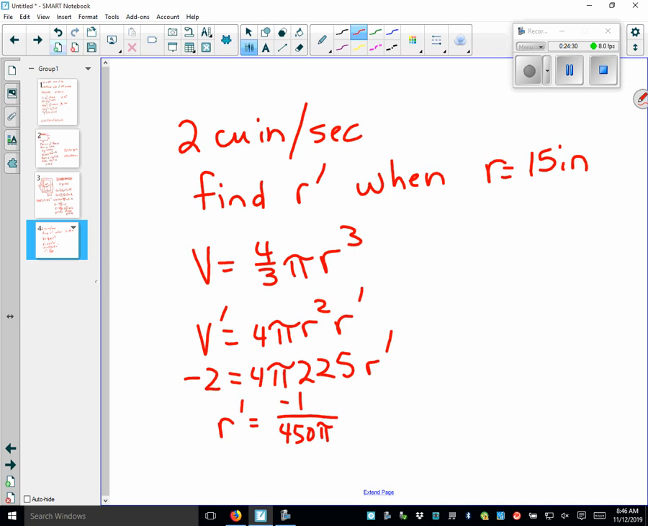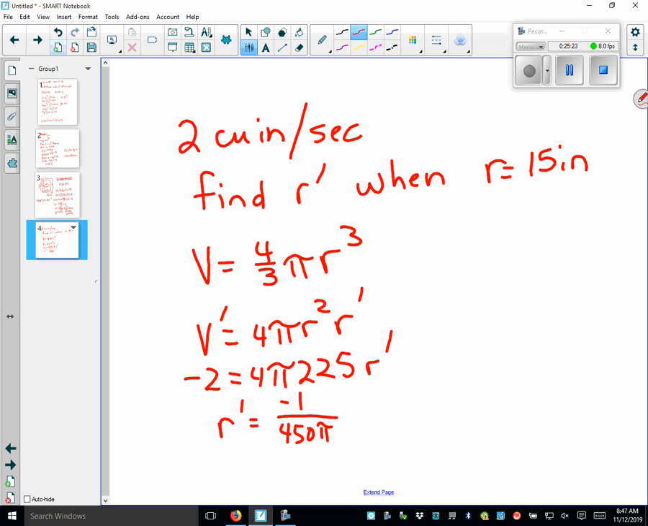Now notice, and this is where a few of you mess up, the pi is in the denominator. It has to be shown in the denominator if you leave it like this. So you put the negative 2 over 900 pi, and reduce it. The only reason there's a negative 1 on top is because you have to represent pi in the denominator. You have to show it's a fraction. 450 is also in the denominator.